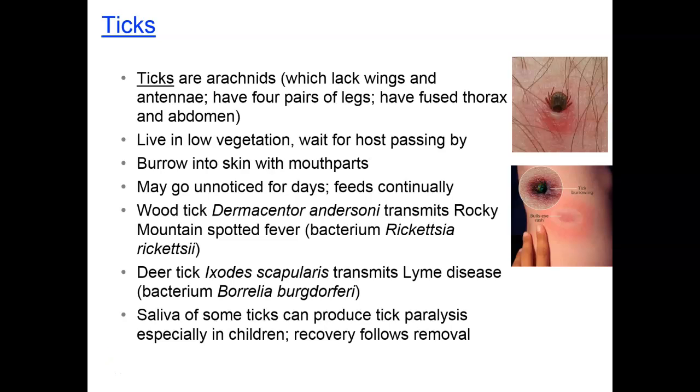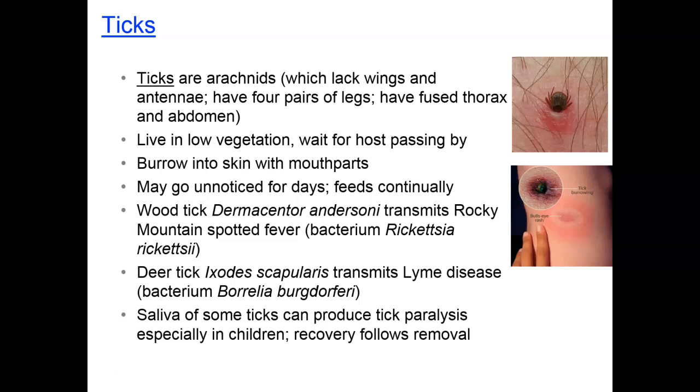Welcome back. So let's talk about ticks. Ticks are arachnids. They don't have wings. They have four pairs of legs, and they only have two body regions. They have what we would call the head, and then they have the abdominal region, which is actually the fused thorax and abdomen together. Okay.